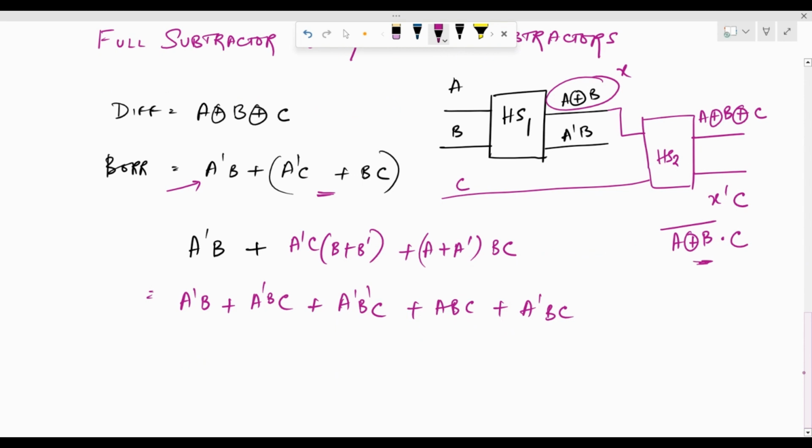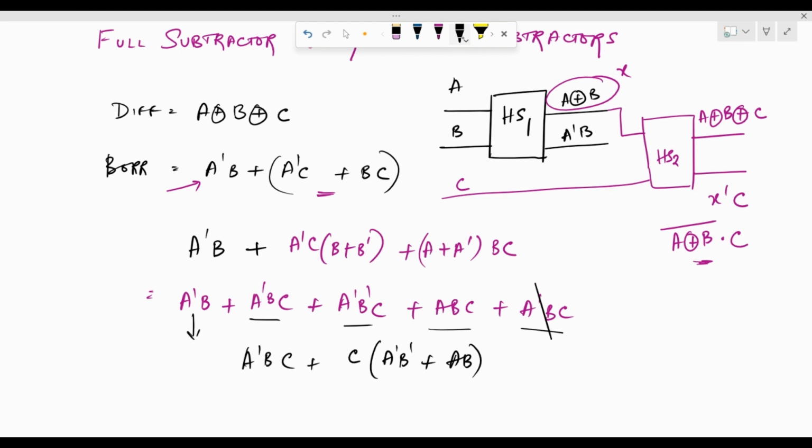Now, if I take C common from these two expressions, so I have C over here, A dash B dash plus AB. This is what comes out. And if I look at these two terms, both of them are one and the same. So they are redundant. So I'll just neglect one and retain only one. So A dash BC, and this will come down as it is A dash B.